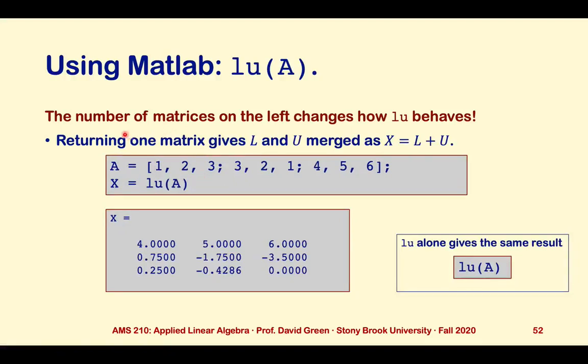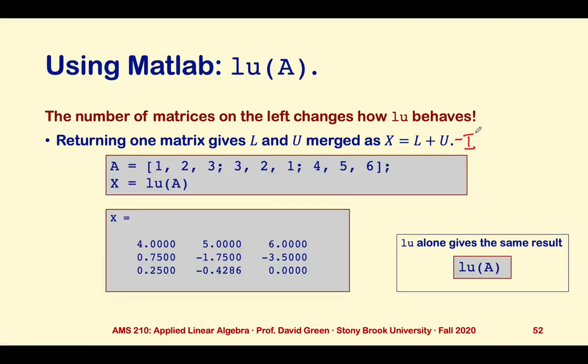If you only ask Matlab to return 1 matrix for the LU decomposition, or if you just use LU decomposition by itself without putting anything on the left, then Matlab does a really funny thing. It returns a matrix that has all of the information in L and U, but merged together. Actually, this isn't quite right. There should be a -I in here also. So let me correct this right here, and I'll correct it on the slides.